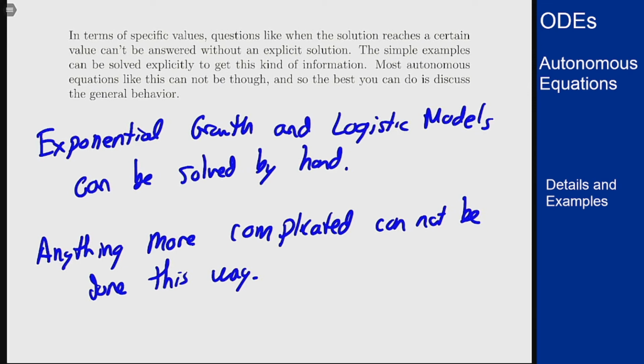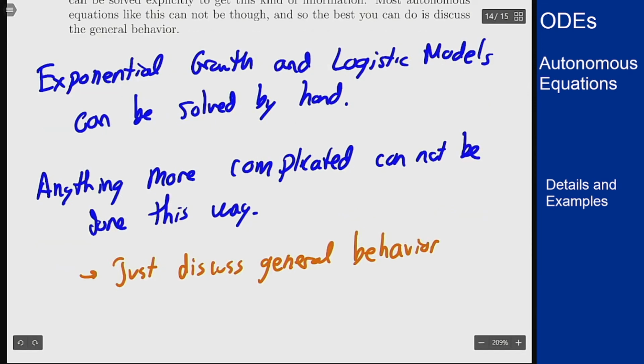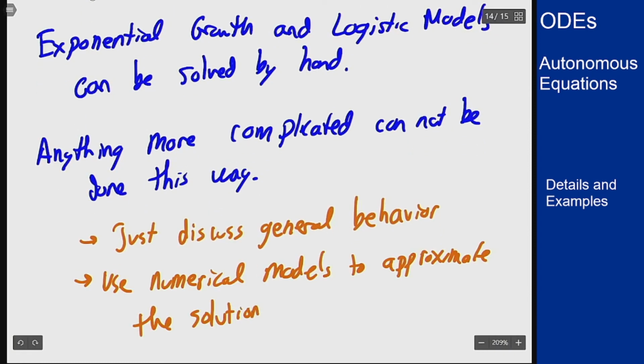So in that case, we have two options. We can discuss general behavior, which you can do with phase lines, or use numerical models to approximate the solution. This is really why numerical methods are so important, because there are a lot of different equations we can write that we can't solve by hand. We want this data about when things hit certain values, and the only way we can really get that is using numerical methods like Euler's method or something more complicated to get the solution approximation. That's the idea of these population models as autonomous equations, and how we can discuss them and talk about their solutions as those of autonomous equations.